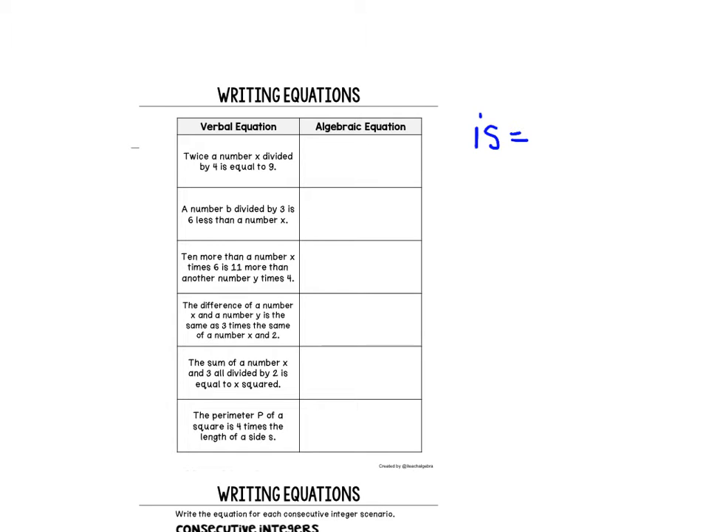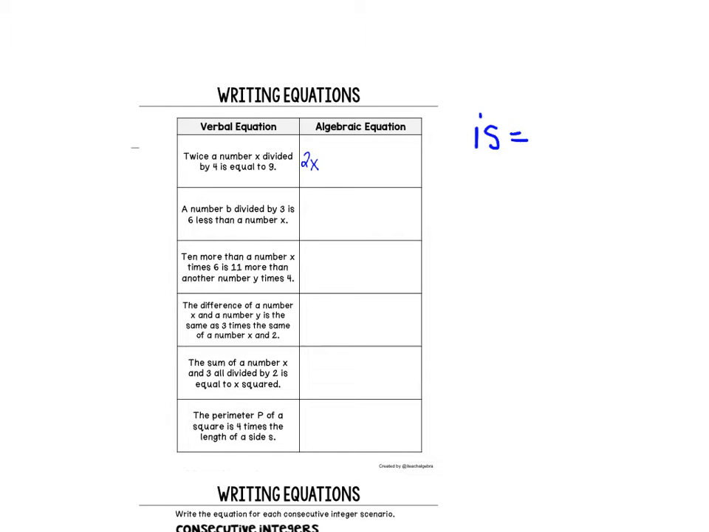What I want you to do is look through these verbal equations and write them as algebraic equations as well. So verbal here, algebraic here, hence the algebraic equation header. Let's do the first one together and then we're going to work separately. Number one here, twice a number x. If you take twice something, it means you double it, which we write algebraically as 2 times something. So twice x is 2x.